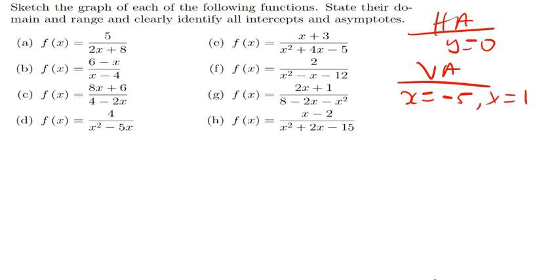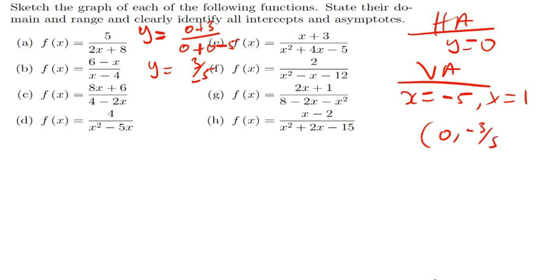Let's find the x-intercept. Let's find the y-intercept. Y will be equal to 0 plus 3 over 0 plus 0, minus 5. So where there is x, put 0, so you end up having 3 over negative 5. So when x is 0, y is negative 3 over 5.